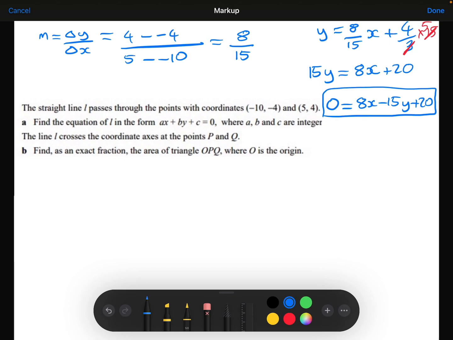Right, part B. We're told that the line L crosses the coordinate axes at the points P and Q. And then we need to find as an exact fraction the area of the triangle OPQ, where O is the origin. So, in order to work out the area of this triangle OPQ, we need to know what P and Q are. They are where it crosses the coordinate axes, so where it crosses the x-axis and the y-axis.